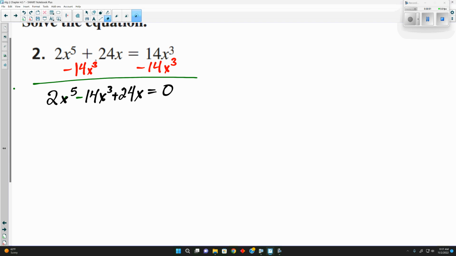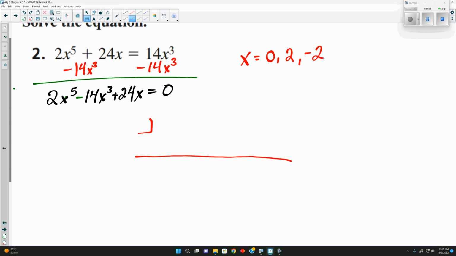So what we would need to do with this here is our synthetic division. Now we know x is 0, x is 2 and -2. These are our 3 solutions so far.